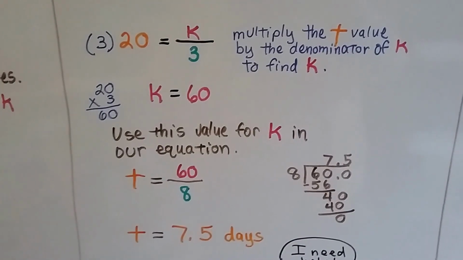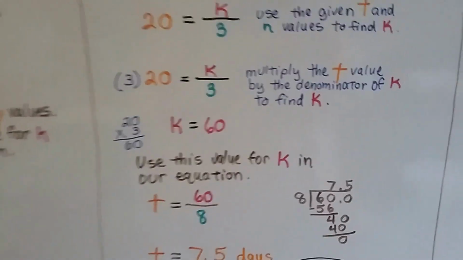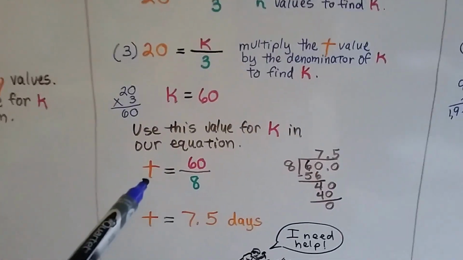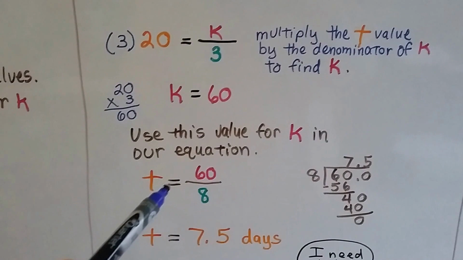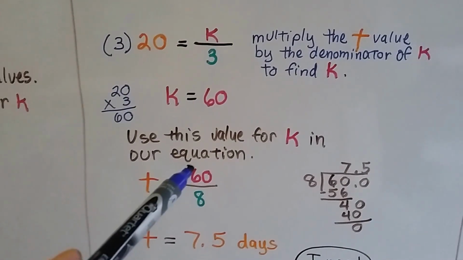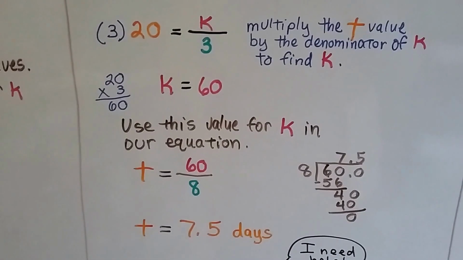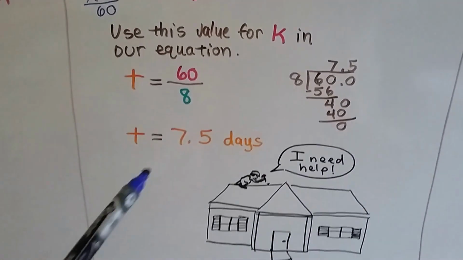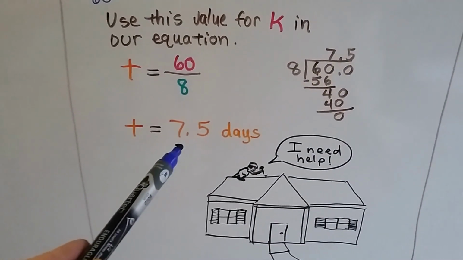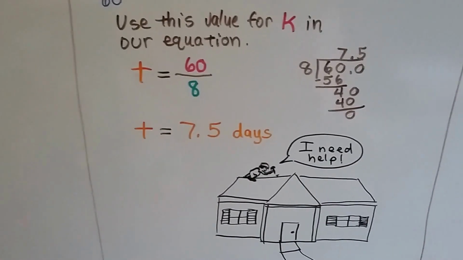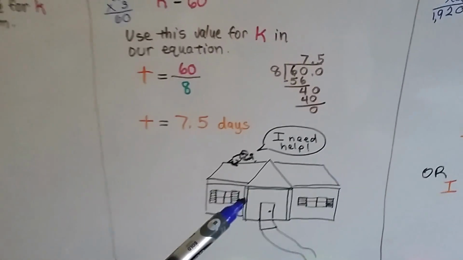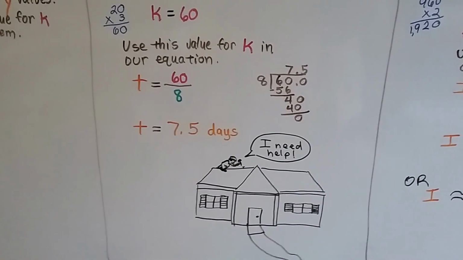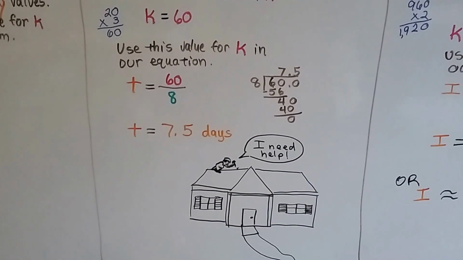We're going to use this k value in our equation. So we need to find for 8 people. So now we have t, the time, is going to equal the k value 60 divided by 8. 60 divided by 8 is 7.5, so it's going to take the 8 people 7.5 days. See? He needs help. The more people he has building the house, the faster the house is going to be done. It's inversely related. See how it affected it?